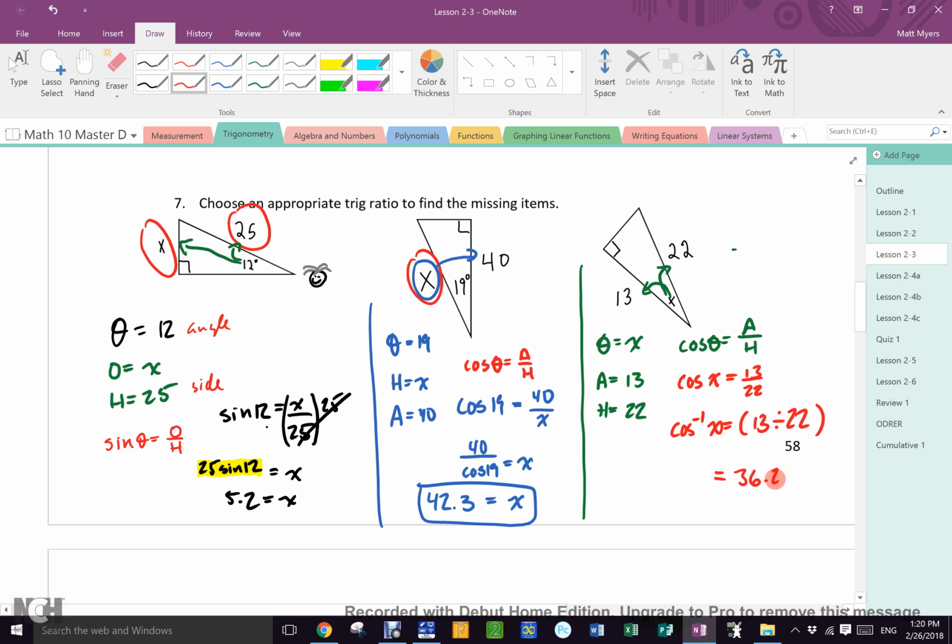36.2, but we don't like decimals in angles, so 36 degrees. Did he get it right? Someone corroborate. Uh-oh, you could be in trouble. 54. You pushed sine. Yes, I did. You silly man. Yes, I did.